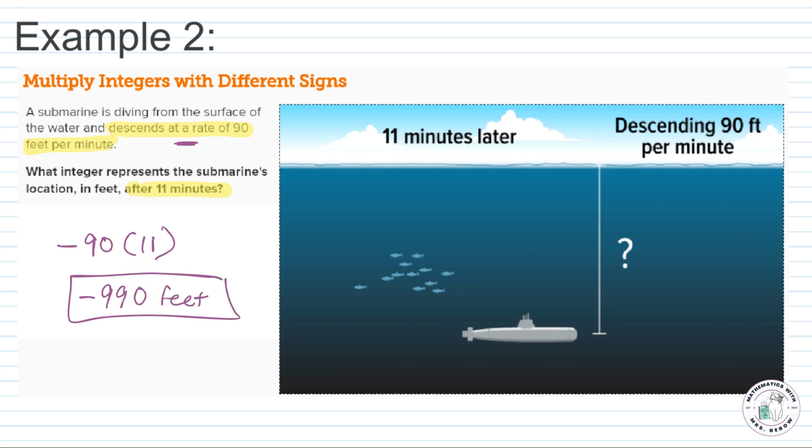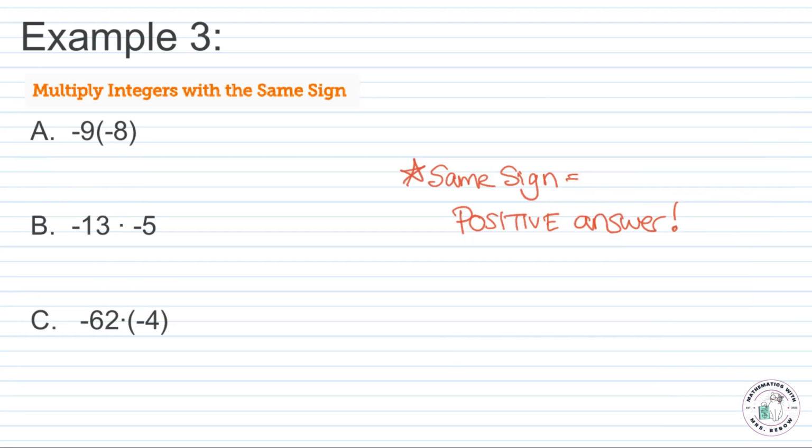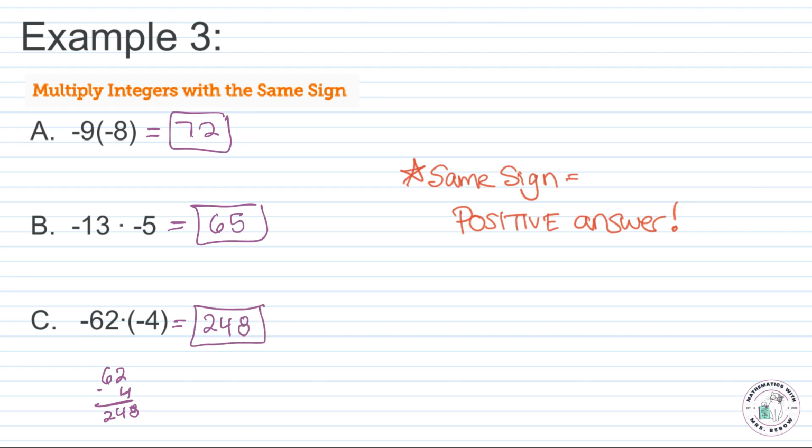And that's it. So what happens now if we have the same sign? Same sign, positive answer, right? So I have this written over here. Same sign equals a positive answer. So negative 9 times negative 8, this is just positive 72. Negative 13 times negative 5, this is just going to be positive 65. Negative 62 times negative 4, again, we might have to write this one out, which is perfectly okay. This is going to be positive 248. So same sign, positive answer.